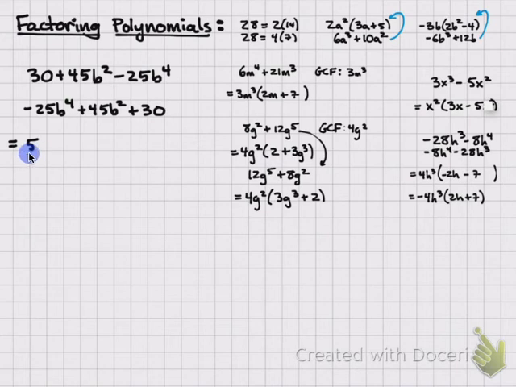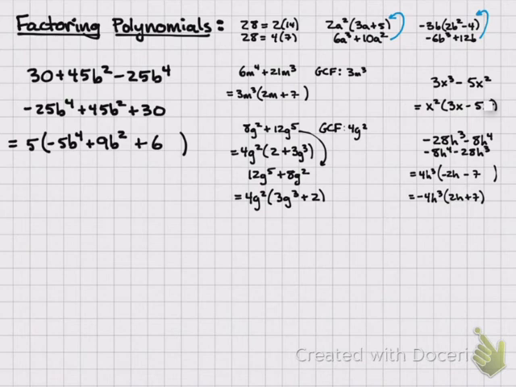So that's really important, that if you're trying to factor out a common factor, it has to be there for all of the terms in your polynomial. So we're going to write this as 5 times something. Well, I think it's going to be 5 times negative 5b to the 4th plus 9b squared plus 6.